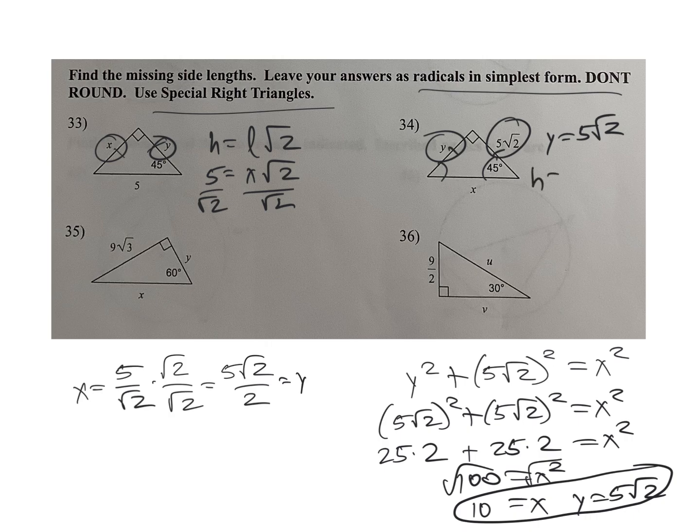If we do hypotenuse equals the leg times the square root of 2, your hypotenuse is x. The leg is 5 square root of 2 times square root of 2. Well, you have doubles there. That's 2. So 5 times 2 is 10.